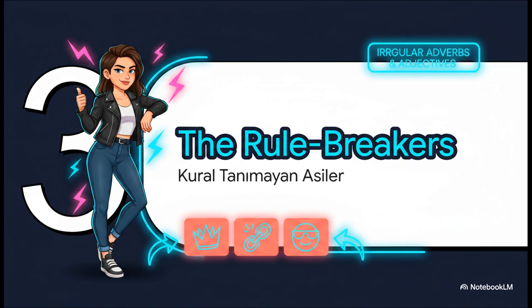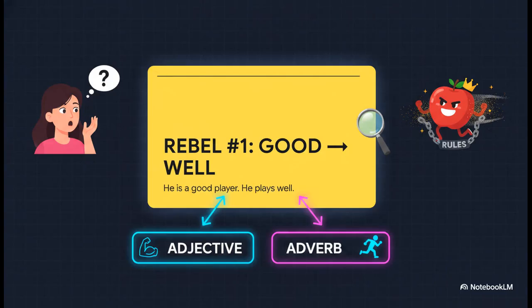Okay, so the ly rule is awesome. It's our main tool. But every language has its rebels, right? The cool kids who don't follow the rules. English has a few, but the good news is there are only a handful you really need to know, and they're super easy. All right, let's meet rebel number one. This is the big boss, the one you absolutely have to remember. Good becomes well. So you can say he is a good player. Good is describing him, the noun. But when you talk about the action, how he plays, well. Got it? Good player, plays well. Burn that one into your brain.